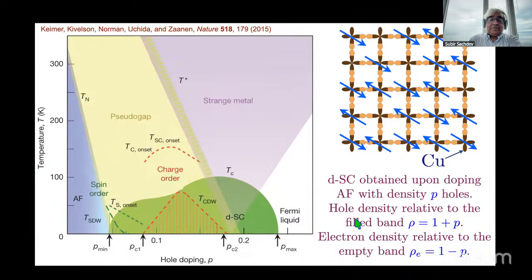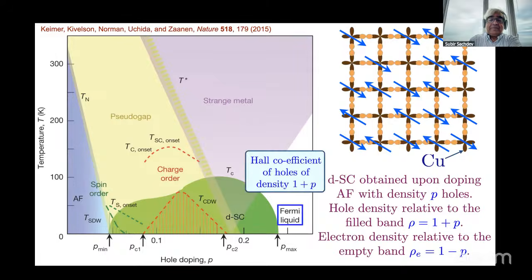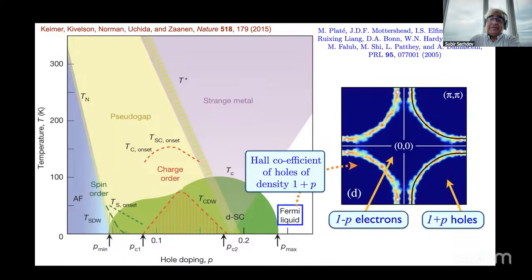So now, one regime where things are very well understood is out here at large p, where there's very little superconductivity. There you see a Hall coefficient of 1 plus p, as you would expect from the filled band picture. And why is it holes and not electrons? Why is the Hall coefficient positive? That has nothing to do with hole doping. It has to do with the shape of the Fermi surface.